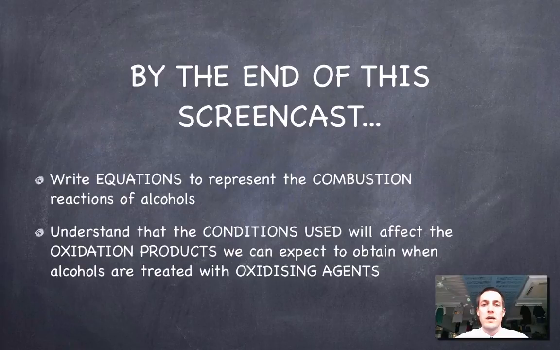But what we should be able to do by now is to write equations not only for the combustion reactions of alcohols, but we also know what some oxidizing agents are that we could use to oxidize alcohols, and how the conditions that we use will affect the products that we form.